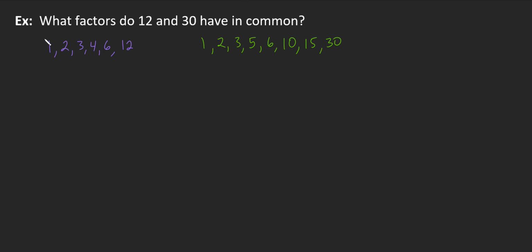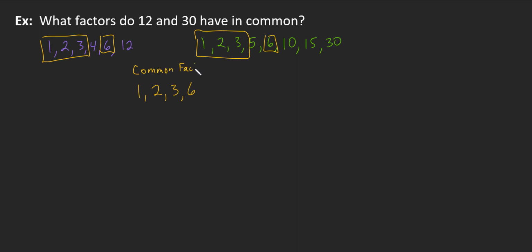So I see that 1, 2, and 3 are common. So those are common right there. And 6 is common right there. And that's about it. So the common factors are 1, 2, 3, and 6. Okay, so these are the common factors for those two numbers.